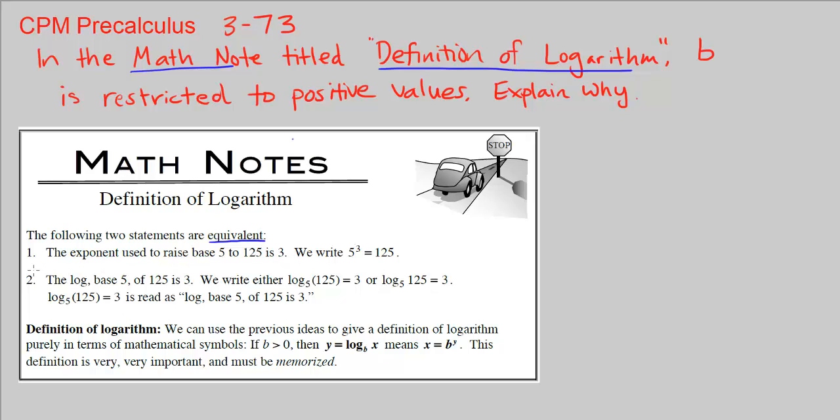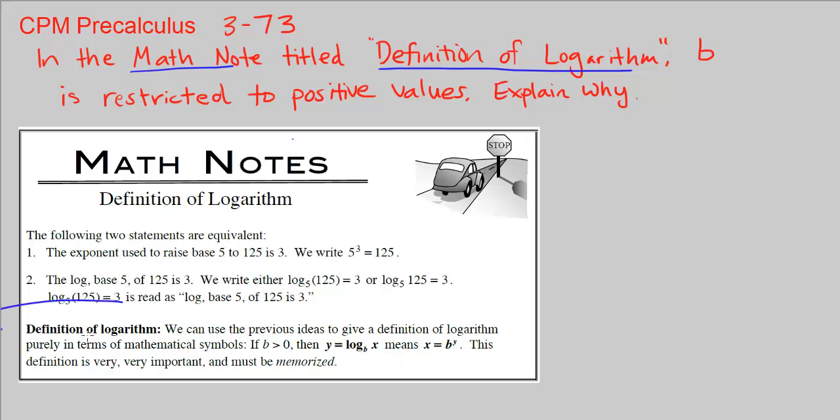Statement 2 says the log base 5 of 125 is 3. So we write either log base 5 of 125 equals 3, or without the parentheses. The parentheses here are optional. Log base 5 of 125 is 3. And again, the way it's read is log base 5 of 125 is 3.